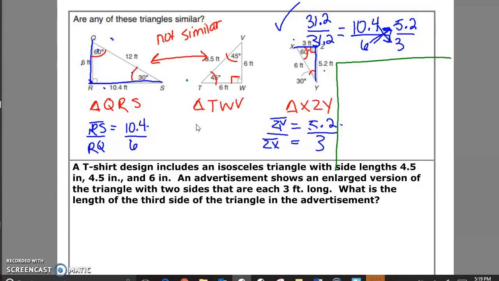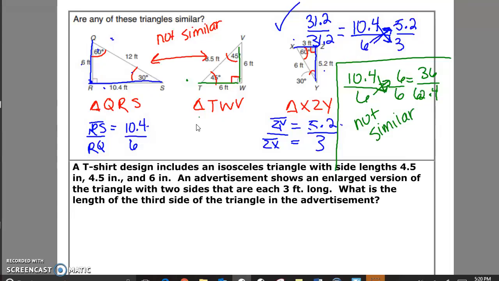If I tried to see if they were congruent with this triangle, TWV, I could set up those two sides. So I've got 10.4 over 6 equals 6 over 6. And multiplying, that gives me 36. And then 10.4 times 6 gives me 62.4. So I know for sure those are not similar. If the angles didn't prove to me that they weren't similar, then the proportion will as well.